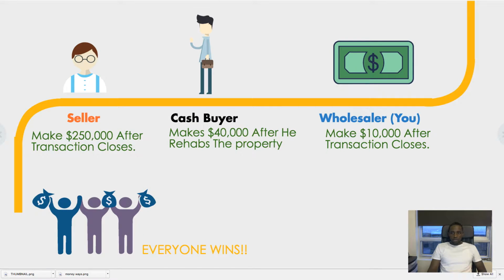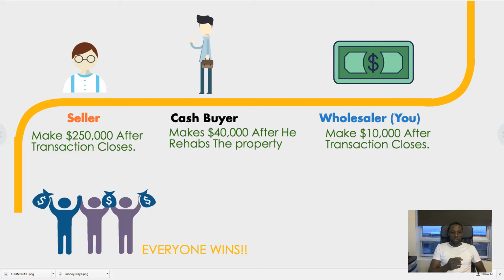Okay, now wholesaler, you make $10,000 after the transaction closes. The cash buyer, after the transaction closes, works on the house, and let's say 2.5 months later, or 3 months later, he makes $40,000 after he rehabs the property and lists it with an agent, and then a family comes in and buys it, and now he makes $40,000.